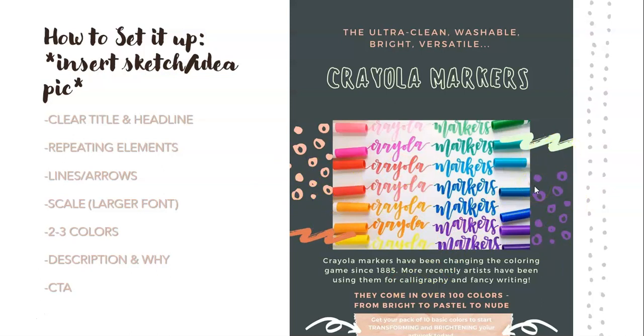And then my description and my why is also there. I talk about the history of Crayola markers and that they come in over 100 different colors, from bright to pastel and even nude. And then last but not least, my call to action is at the bottom. And you can make up your contact information if you would like. Maybe there's something on the box, like I said, but this is how it should roughly look.